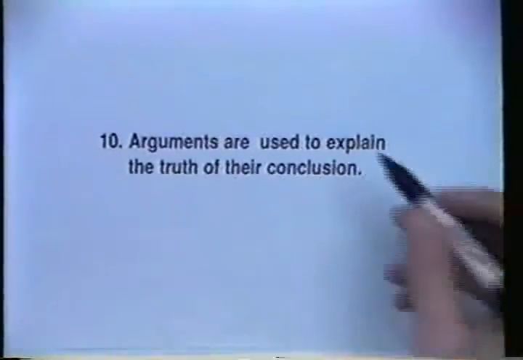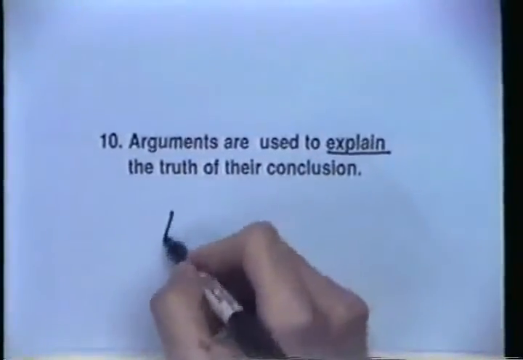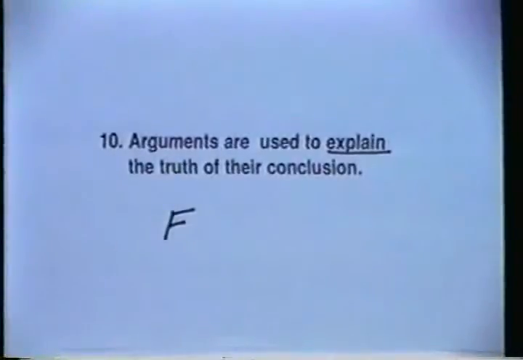Number 10, arguments are used to explain the truth of their conclusion. Well, we've already talked about the difference between an argument and an explanation, and number 10 here then is false because arguments don't function to explain their conclusion. They rather function to provide reasons to come to believe the conclusion. An explanation, remember, tells you why a conclusion, which you're probably already willing to accept, is in fact true. An argument is an attempt to get you to come to believe that that conclusion is true.